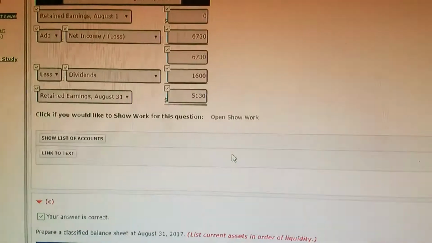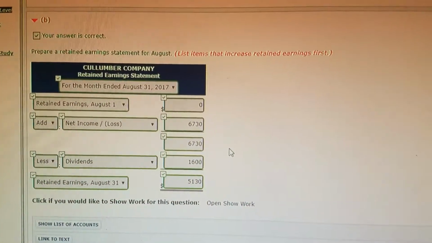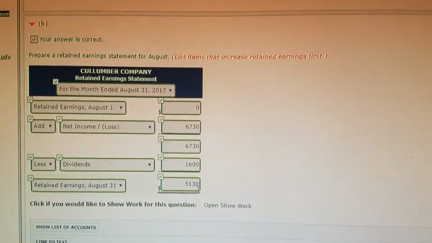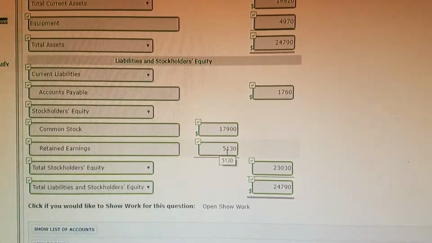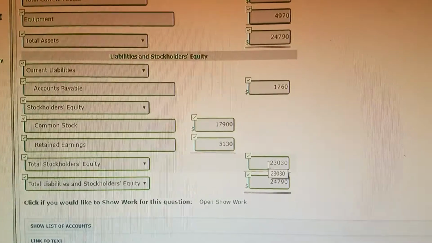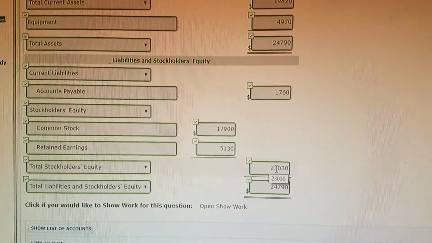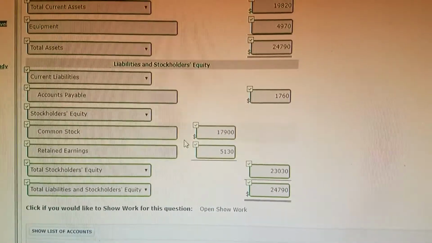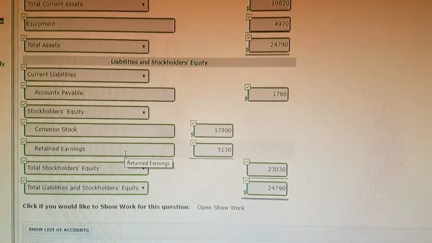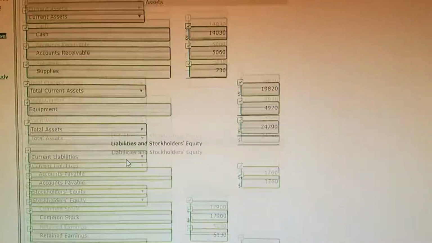and next we place the retained earnings up to date that we already did in the retained earnings statement. That's the value we place, and we have a total stockholders' equity of $23,030.